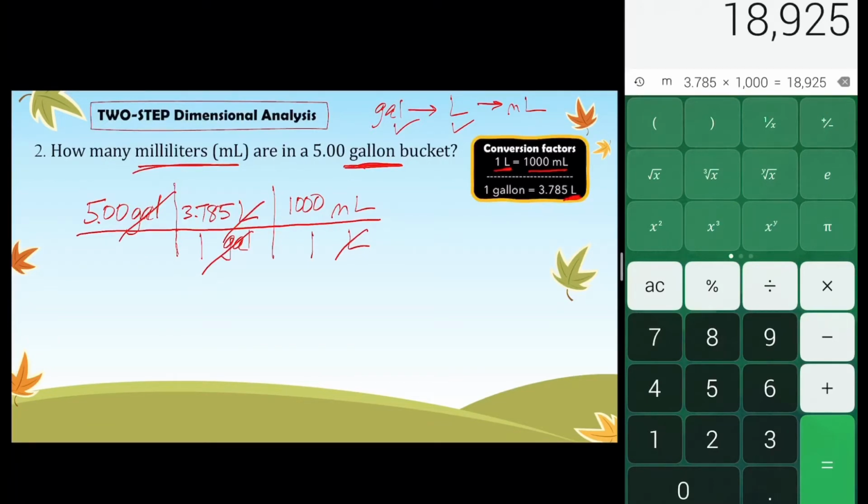If you look at our given value, 5.00, that's 3 significant digits. So our final answer then will be rounded to also 3 significant digits, 18,900 milliliters. Now, if the instructions say to record this answer in scientific notation, you would then move the decimal point 1, 2, 3, 4 places to the left. And remember, when you're moving to the left, you're going to add to your exponent. So 1.89 times 10 to the power of 4 milliliters is our answer.